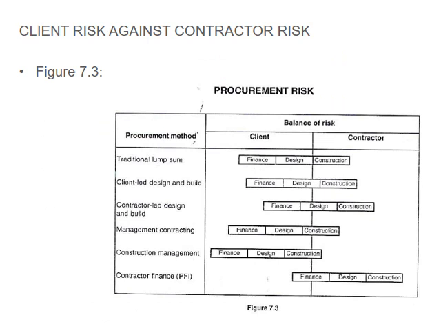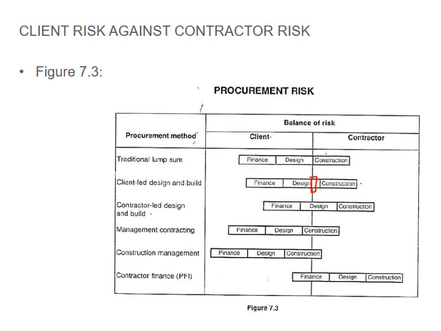Okay, then we get to client risk against contract risk. Figure 7.3 is just a very nice comparison for your procurement risks. So you either have traditional lump sum risks, where the finance and the design is all on the client, and then the contractor is responsible for the construction. Then you have client-led design build. Now it moves slightly towards the contractor because he gets involved in the construction a little bit earlier on, and actually has a bit of input into the design process.